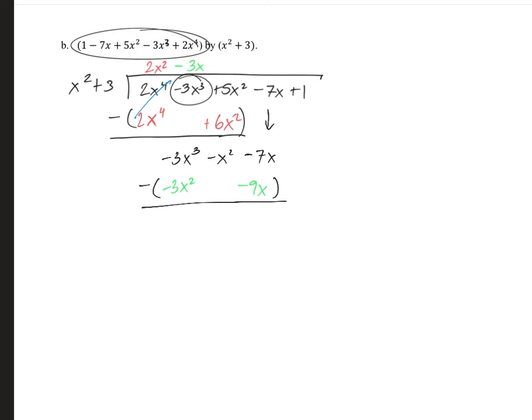Okay, doing the subtraction, these guys cancel. Then we're left with a negative x squared brought down. And then we have negative 7x minus negative 9x. Let me write that out on the side. That becomes a plus, so negative 7x plus 9x, so 2x. And then bring down the 1.